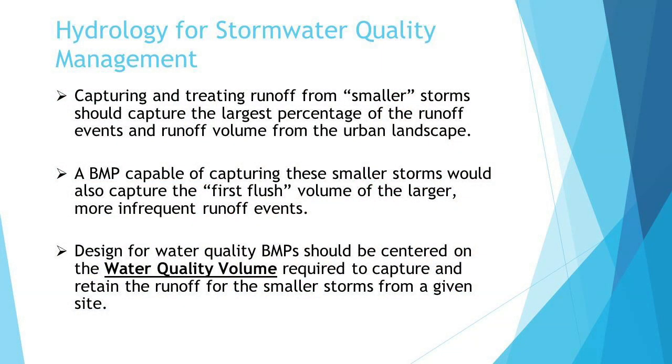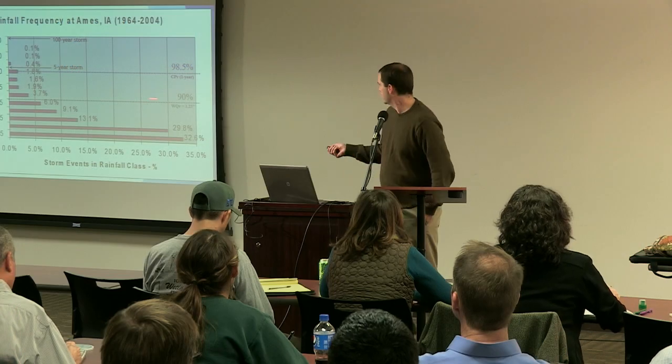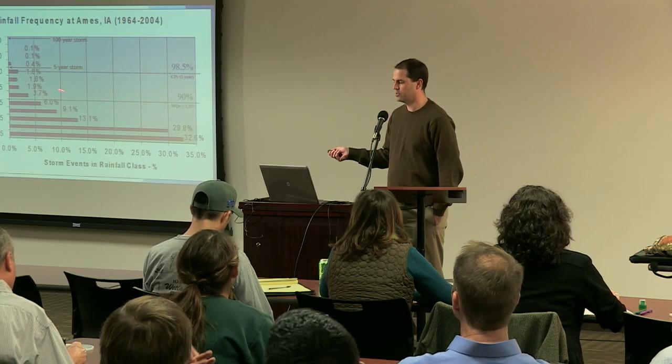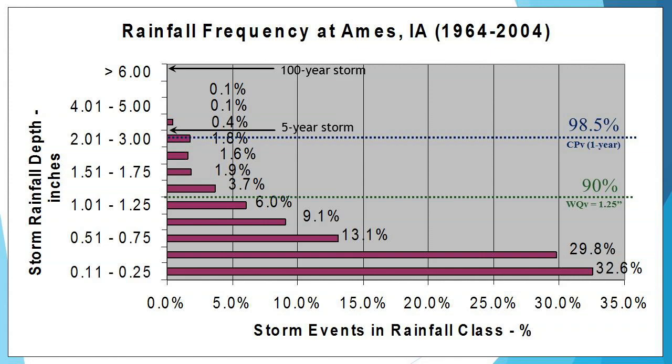So again, we're capturing and treating the runoff from the smaller storms, and by doing this, we should capture the largest percentage of the runoff events and the runoff volume from the urban landscape. So we're going to design a BMP that's capable of capturing this first flush volume for the larger events as well. So we're focusing on this concept of the water quality volume. And again, we're basically looking at this bottom part of the distribution chart here, the 90% of those small storms.